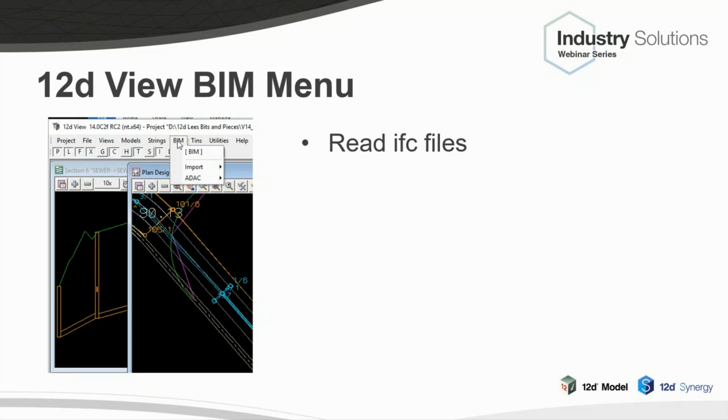But in IFC 4x1, they now have alignments and tins, and they'll be adding all sorts of linear referencing and things. So IFC 5 will be a really civil BIM format. And 12D View will be able to read all of them. You can also read in 12D the ADAC files. These are the ADAC XML files used around Australia and New Zealand for bringing in data for places like councils and water authorities. And I'll show you an example of how we can read one of those in.